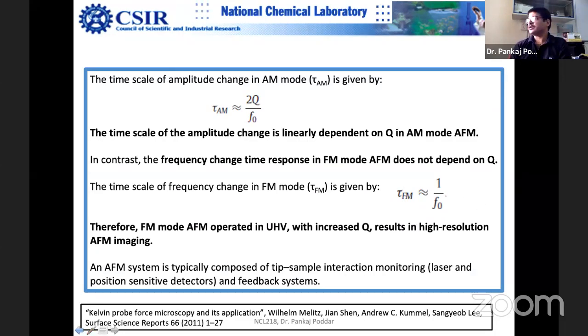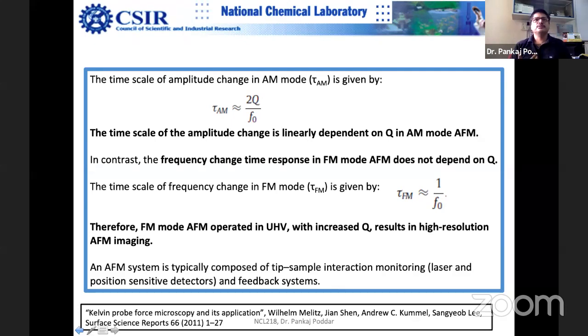Of course, ultra high vacuum has an added advantage: the water layer. Please remember that capillary forces are absent. That is an advantage in ultra high vacuum systems. So that's why most of the purists, for highest resolution, love to do measurements in frequency modulated dynamic AFM in ultra high vacuum. That is the best combination.